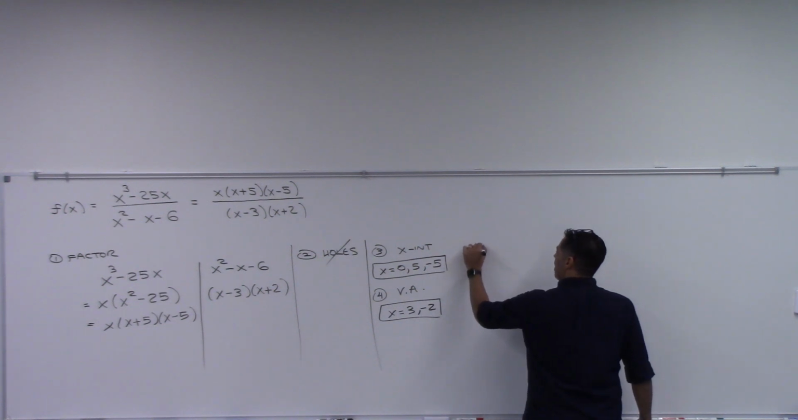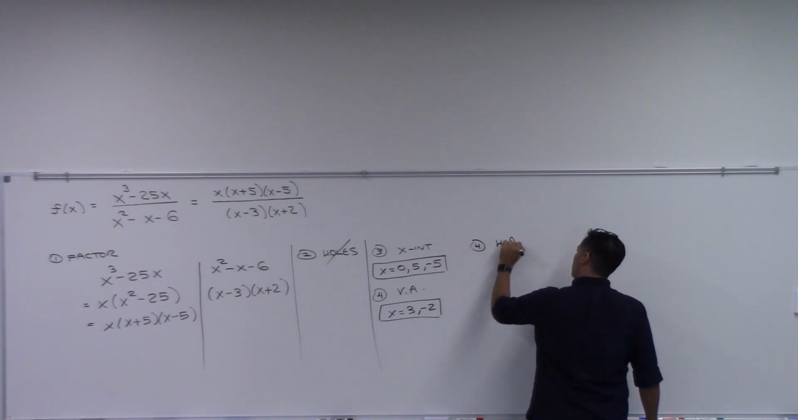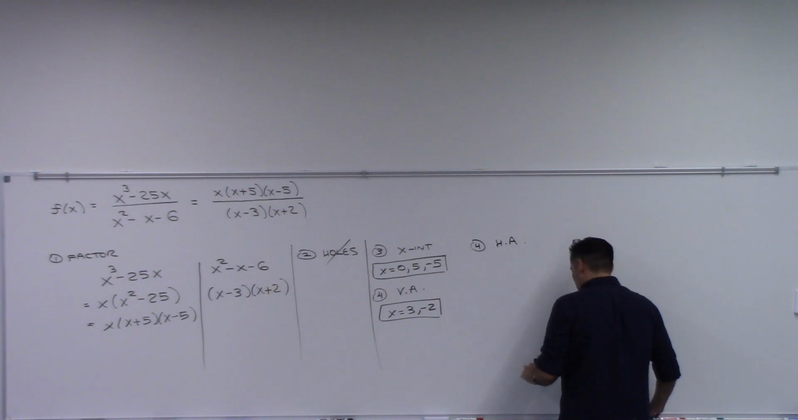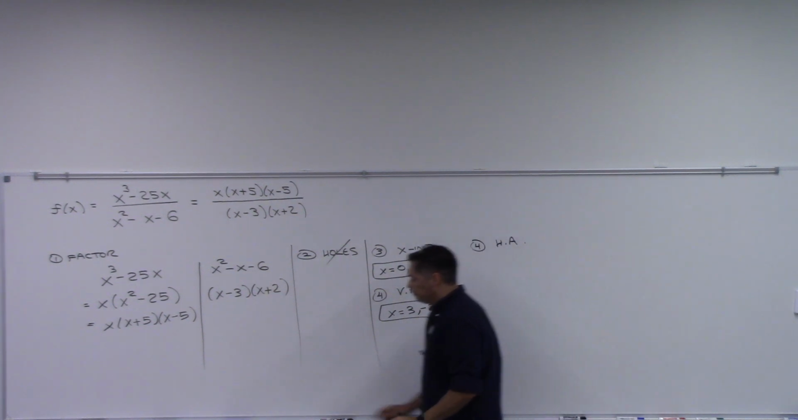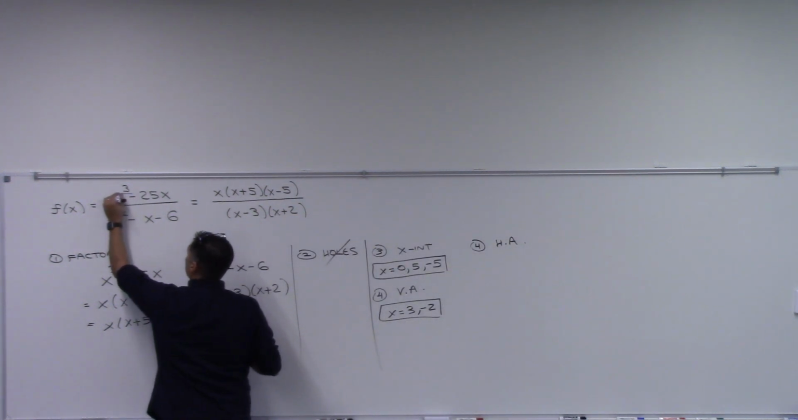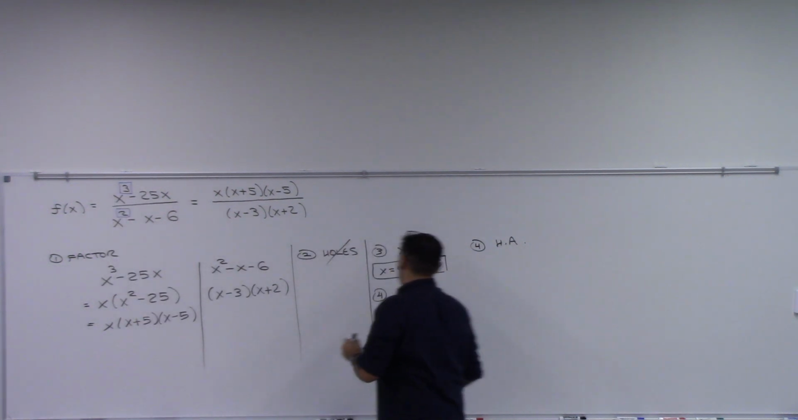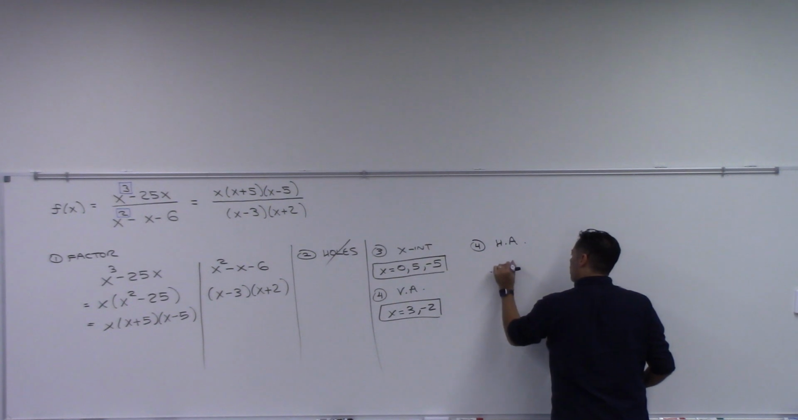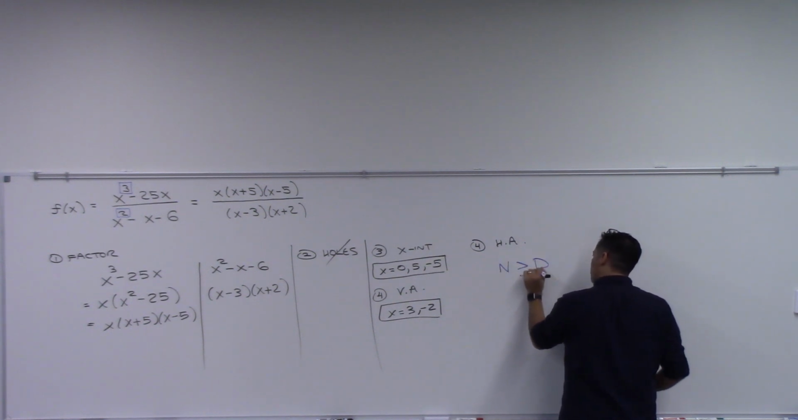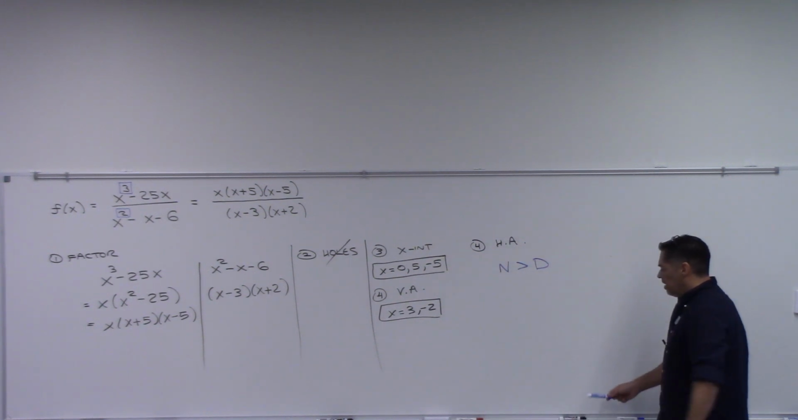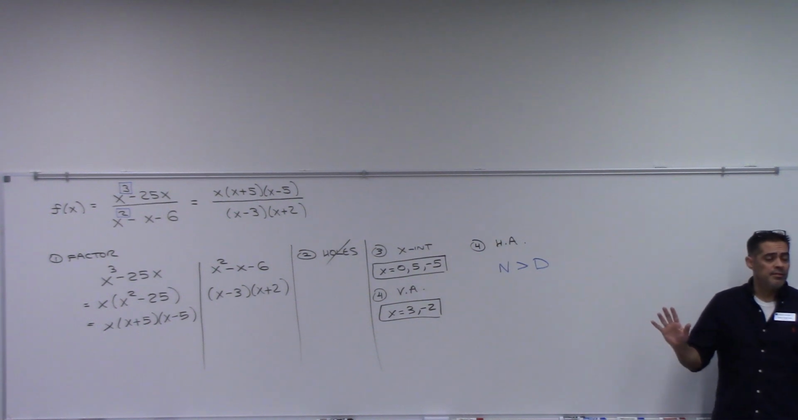So for the fourth step, for my horizontal asymptote, what I have here is that the degree of the numerator is bigger than the degree of the denominator. So I have the degree of the numerator is bigger than degree of denominator. And this is our final case.